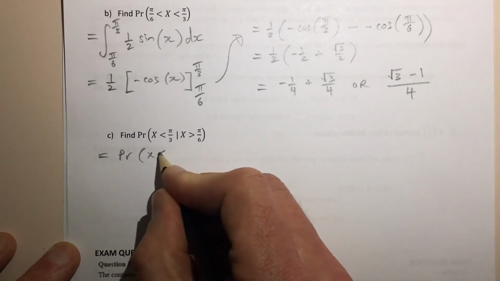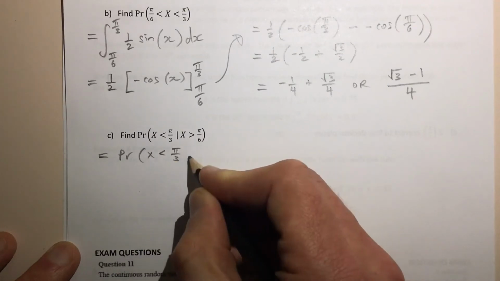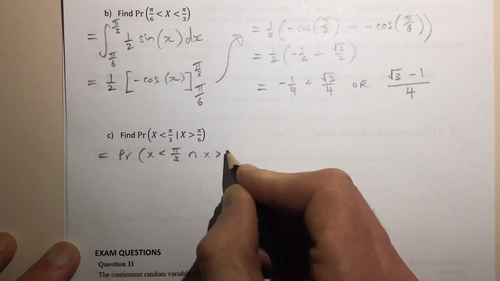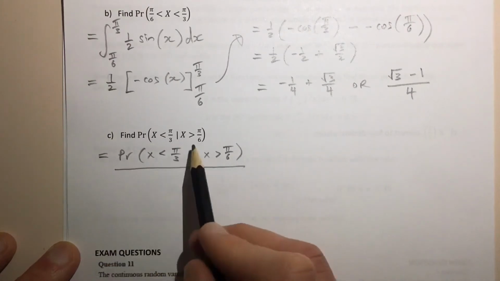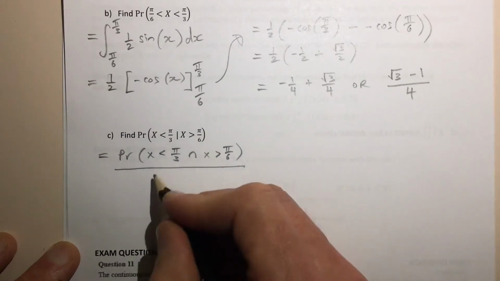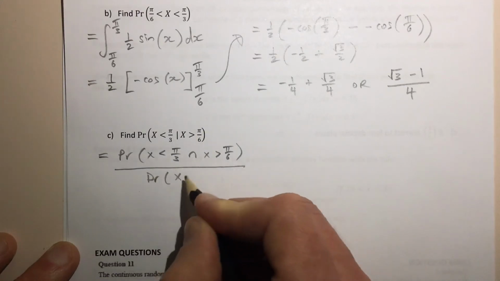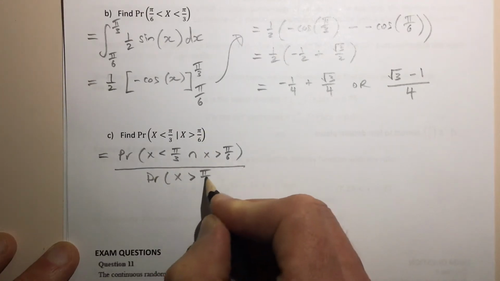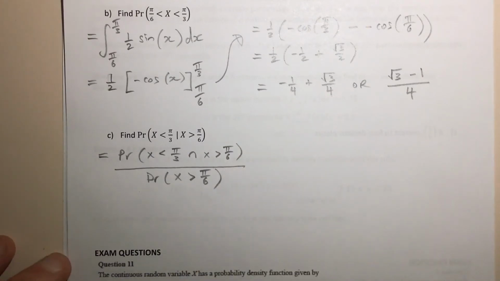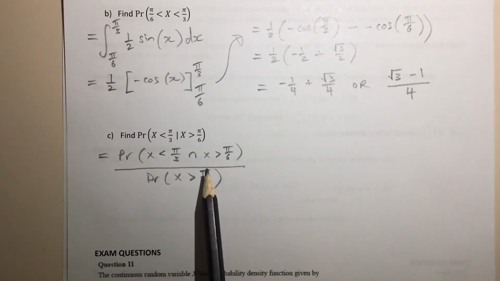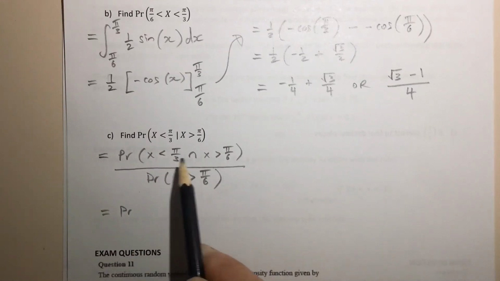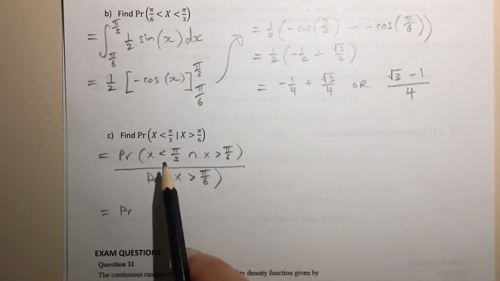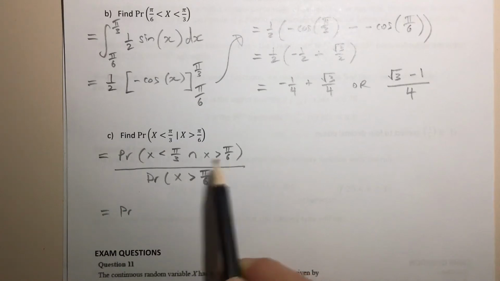So the probability that x is less than pi on 3 and that x is greater than pi on 6 on top, divided by the probability of the condition, the thing that we know has happened, on the bottom. Okay, now how we've written this on the top can probably be tidied up a little bit, because we're really just saying that we want x to be greater than pi on 6 but less than pi on 3. In other words, we want x to be between pi on 6 and pi on 3.